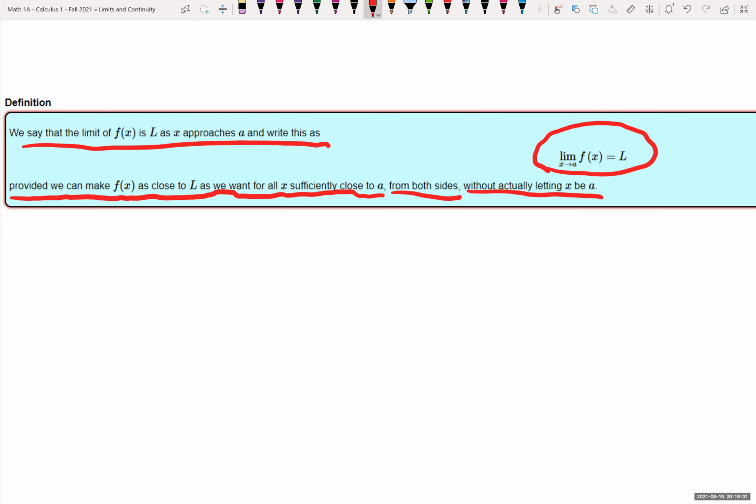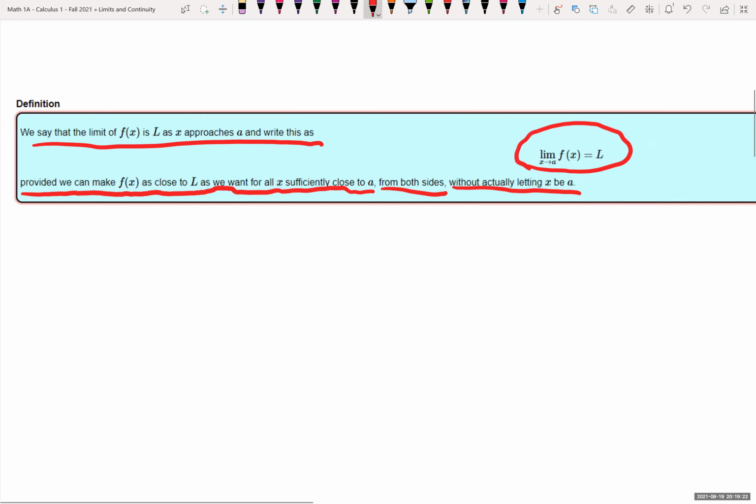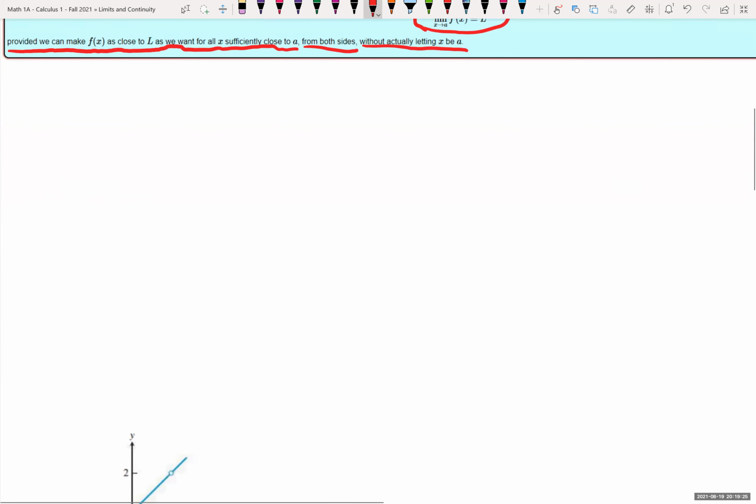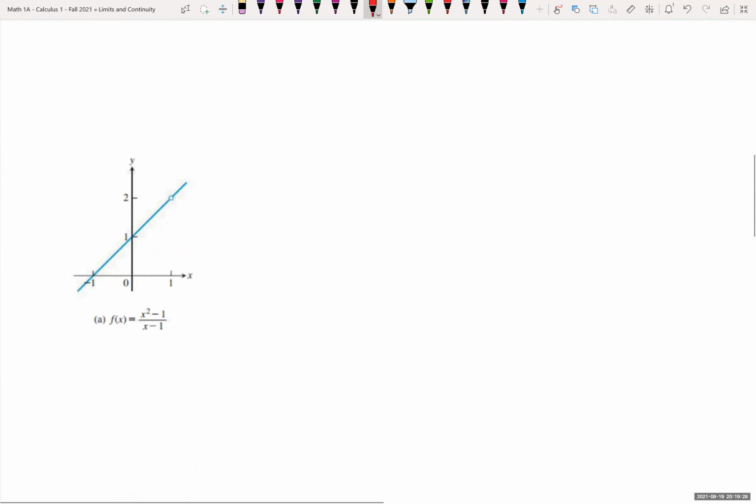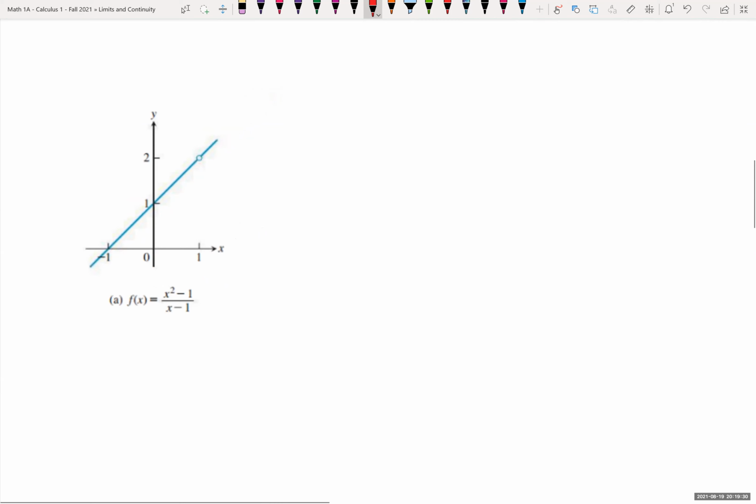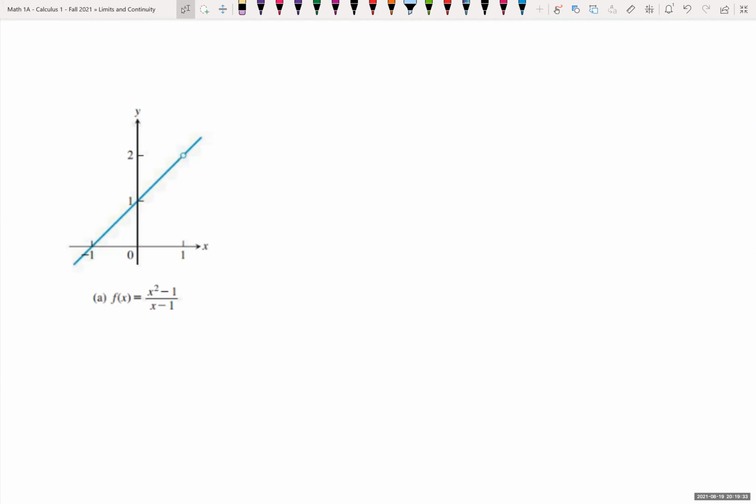So let's discuss exactly what that's talking about. This is more like the formal definition of a limit, and we'll get more into that next section. But for now, we want to look more at intuitively what is going on when we're saying this. So let's look at the following graph. Right here, I have some graph, and it's actually the graph of f of x equals x squared minus 1 all over x minus 1.